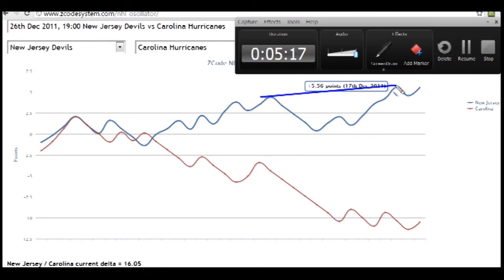As you can see, New Jersey is trying to break the resistance level, which means they can finally become a better team. Meanwhile, Carolina is trying to bounce back to the support level. As you can see, the difference between the teams is so huge, it's a clear sign that New Jersey is going to win here.